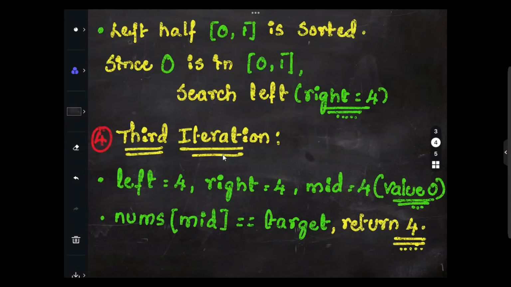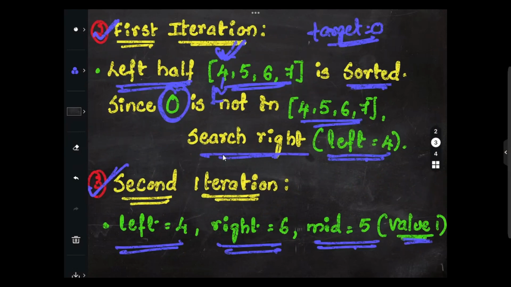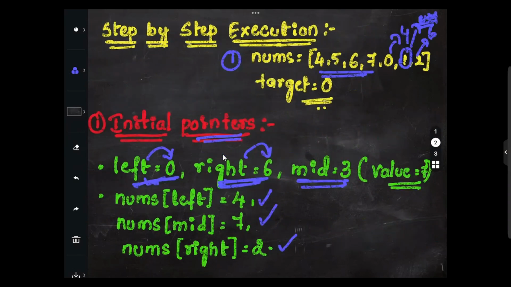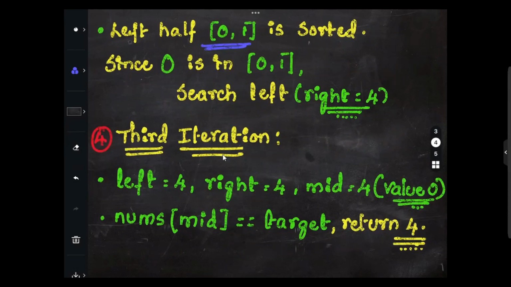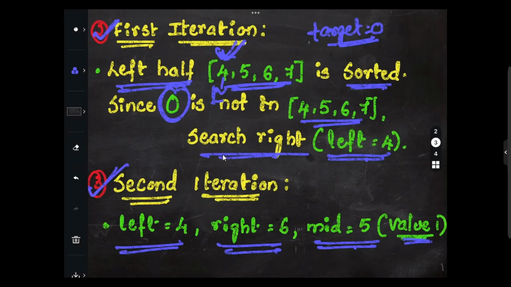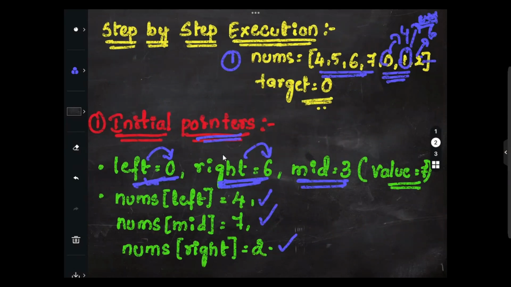So the left half, 0, 1, is sorted here. This one we are speaking of. 2 is the last element. Here 0, 1 is sorted, the left half I am speaking of. Then we have to search left in this case. Right equals 4. Now the right is 4.